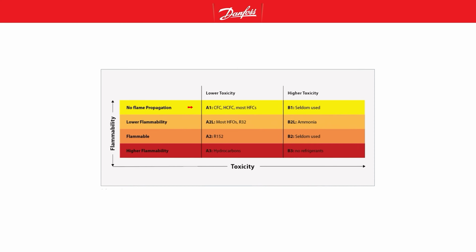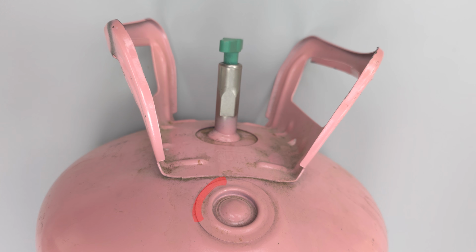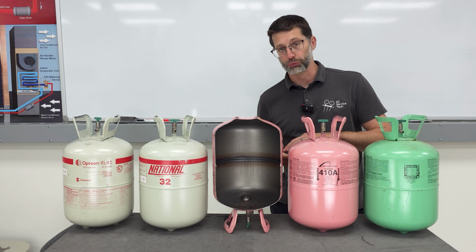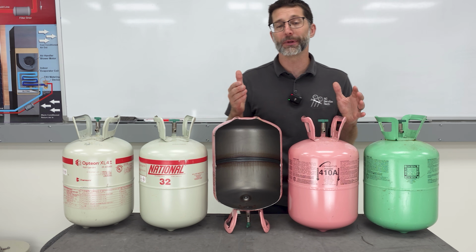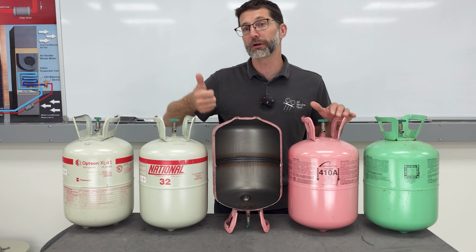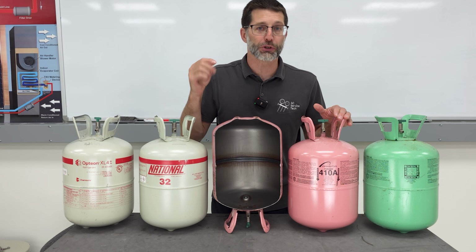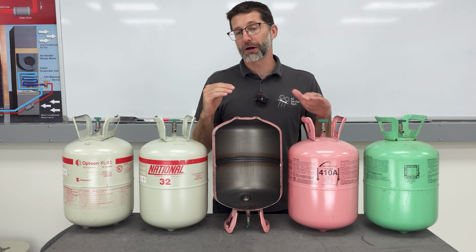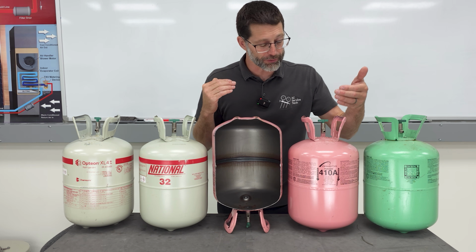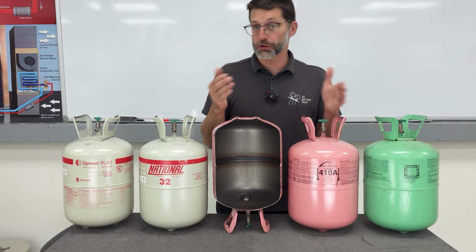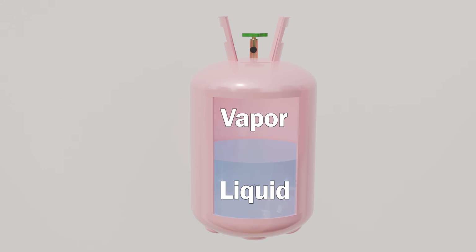Over here on the A1 refrigerants, you have the burst disc. It would let all of the refrigerant out if it was to really overheat, because what happens is with refrigerants, when you increase the pressure, the temperature increases, and when you increase temperature, pressure increases. That'll happen anytime that you have a saturated refrigerant in a tank. Saturated means that both liquid and vapor exist in the same tank at the same time.